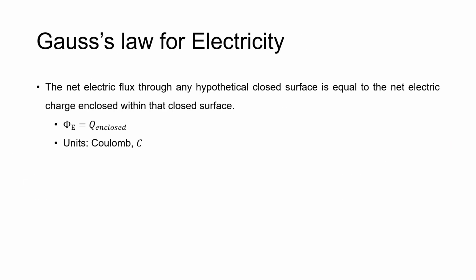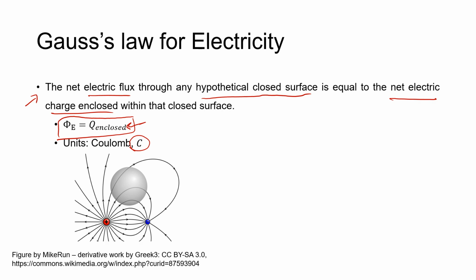So Gauss's law states that the net electric flux through any hypothetical closed surface is equal to the net electric charge enclosed within this closed surface. In short, phi E equals Q enclosed, measured in Coulomb because it is equal to the charge. If we imagine we have this system of two charges and we have some closed surface here, so there is no charges inside, so the total flux is equal to zero.